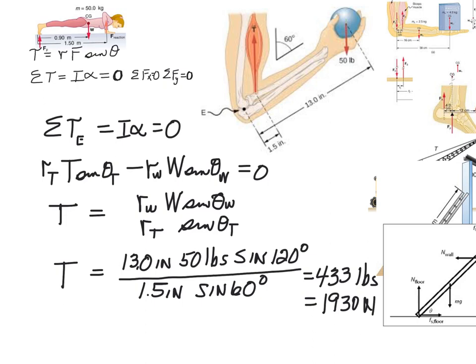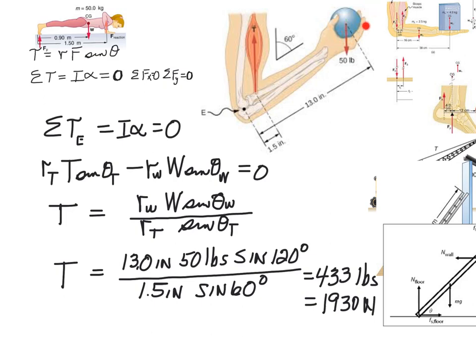And then I did the algebra, and I got this. This factor goes over there, and then I divide by RT, and I divide by sine of theta t. And so there's the 13 centimeters, there's the 50 pounds. And notice this is a little tricky. The forearm is this way, and the force is down, and so it's the angle between here and there. So from here down to here ends up being 120 degrees.